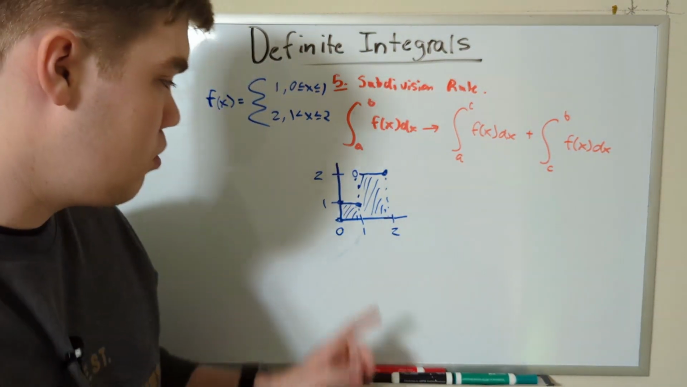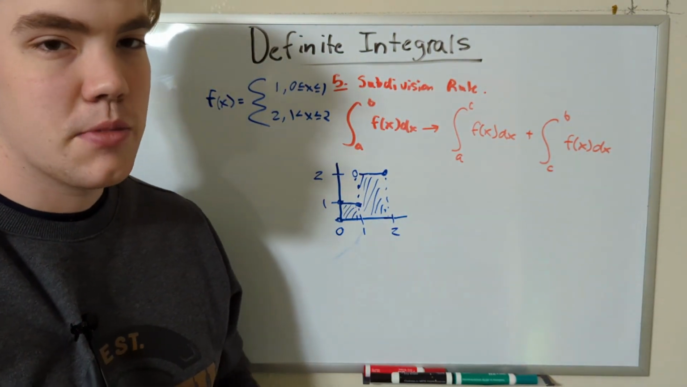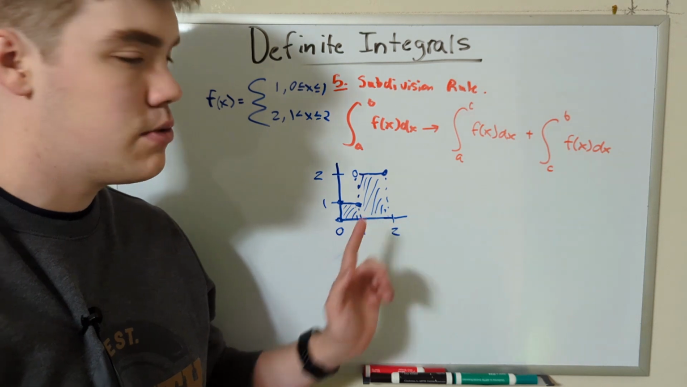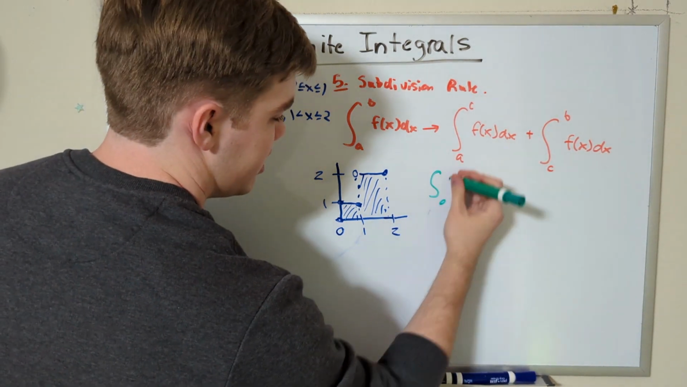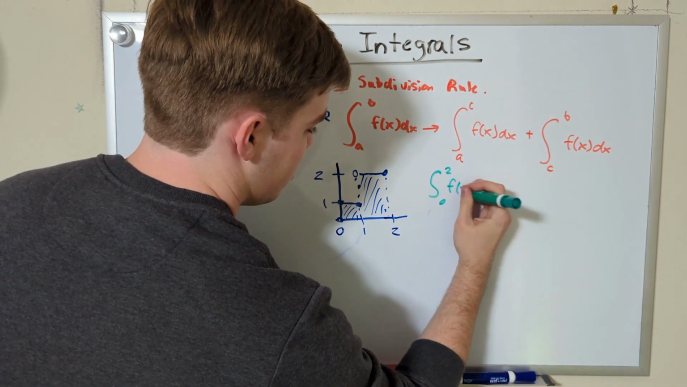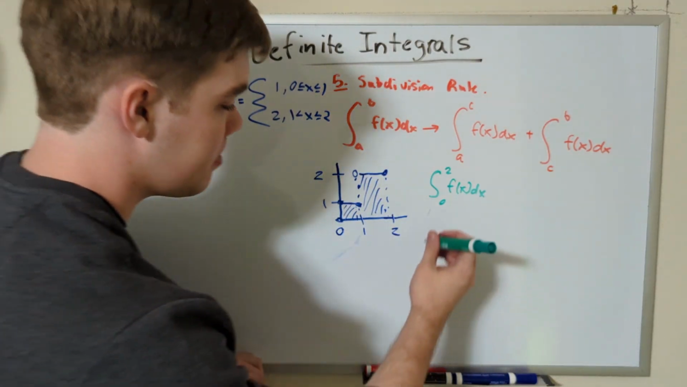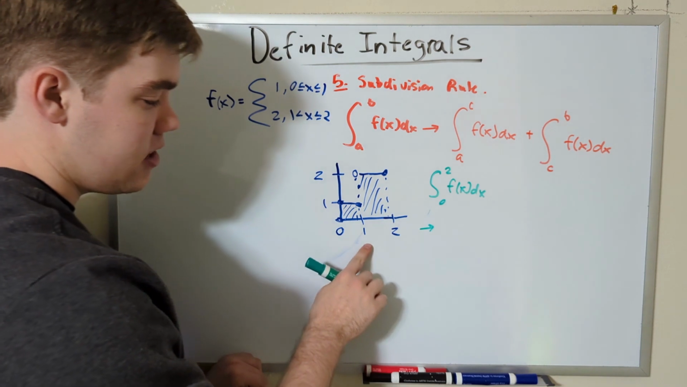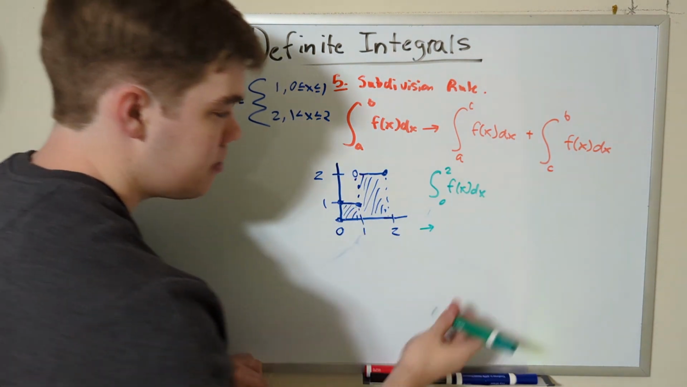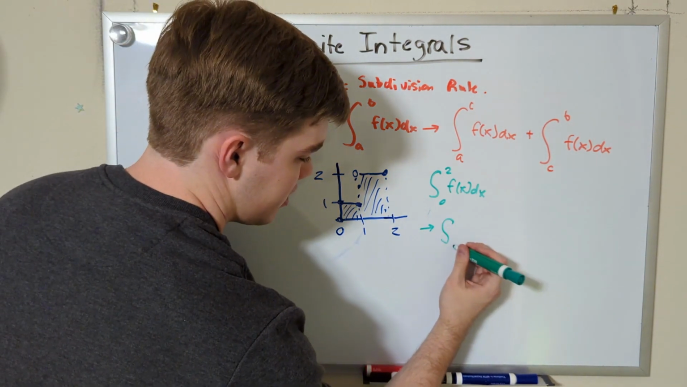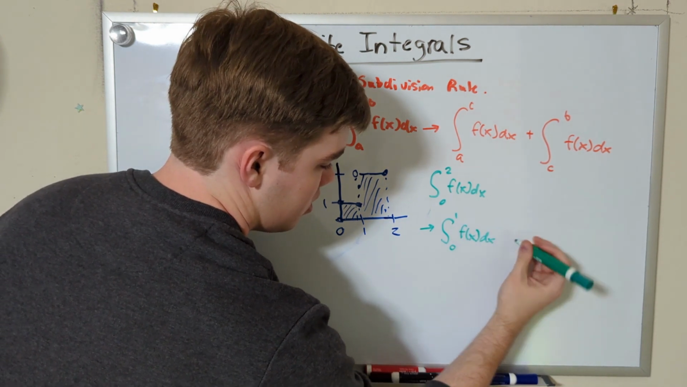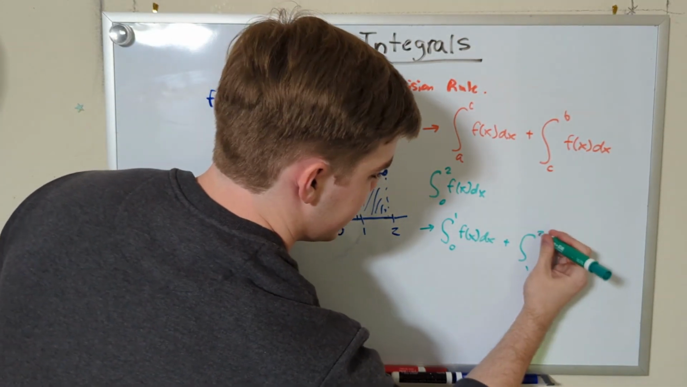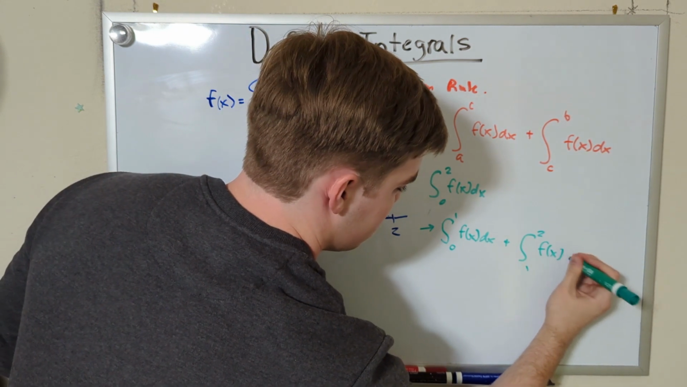Using the subdivision rule, we could split this into two pieces to make this much easier to solve. And conveniently, these are rectangles, so it won't be very hard to solve at all. So instead of just having the integral from 0 to 2 of f of x, we can use the subdivision rule to split it up. So let's change this, and we're going to split it at the value 1 since this is where we have the jump. This splits into the integral from 0 to 1 of f of x dx, and then the integral from 1 to 2 of f of x dx.